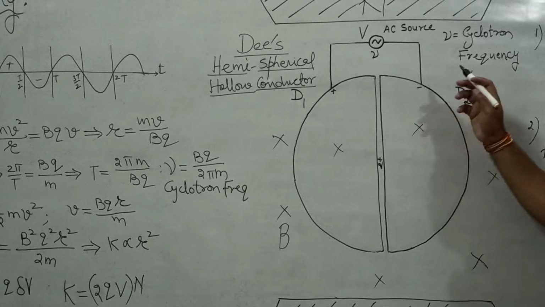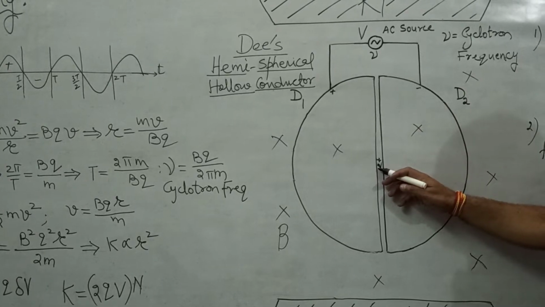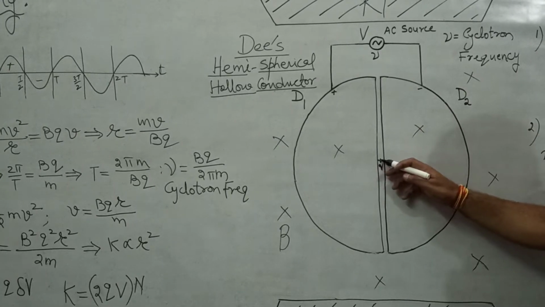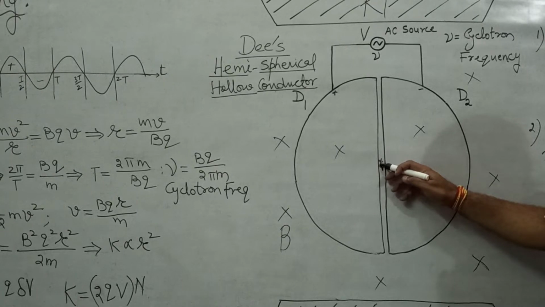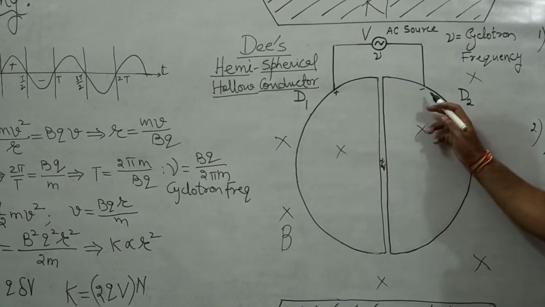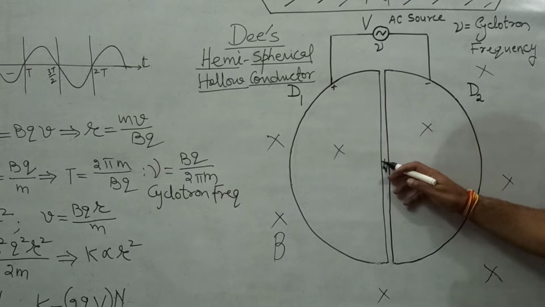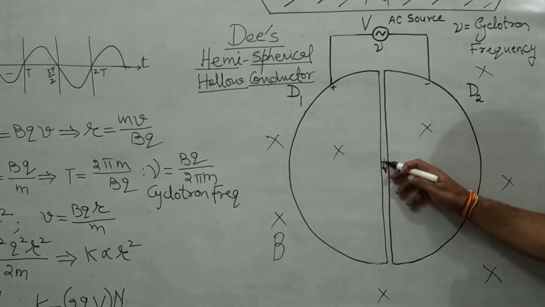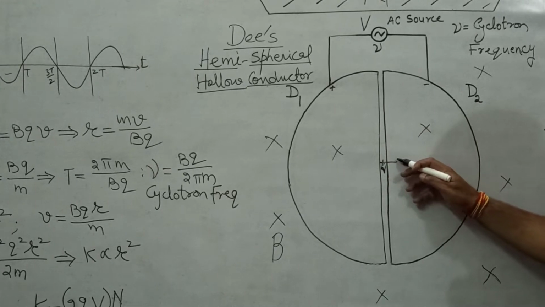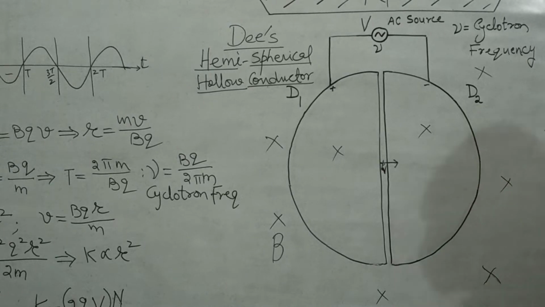Since this is a positively charged particle and the moment we introduce it right in the center, if this hemisphere happens to be negative, what happens? It is pulled by the electrostatic force of attraction towards this D, D2.